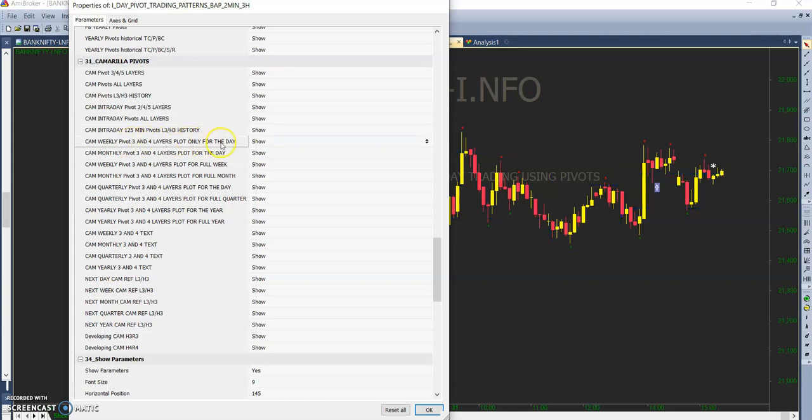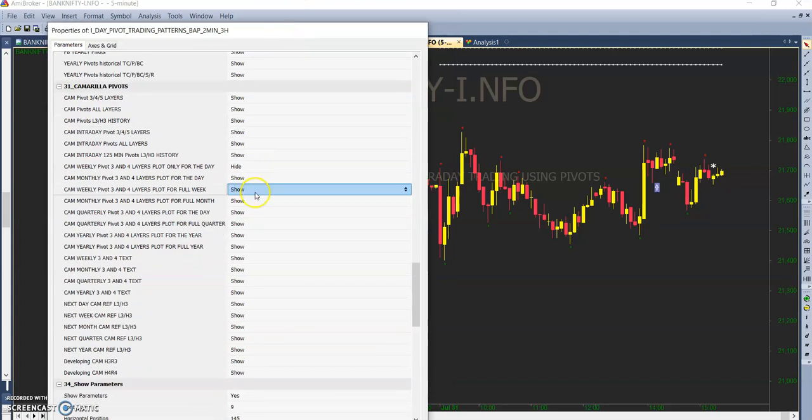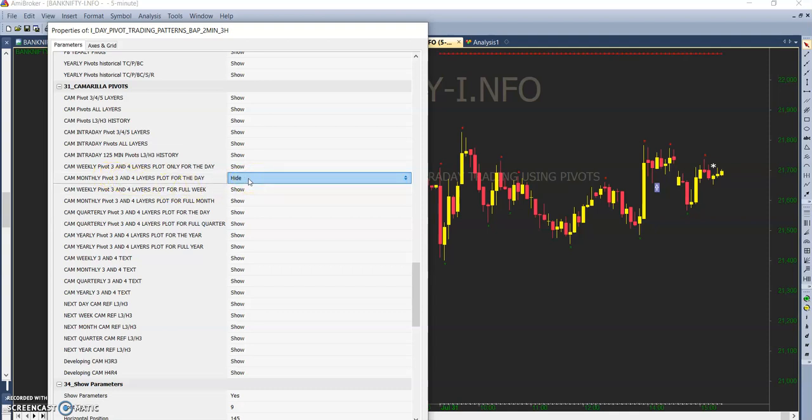The next one is weekly camera pivot, third and fourth layers, which gets plotted only for that particular day. And similarly the next item is monthly camera pivot, third and fourth layers, which gets plotted only for that particular day. So if these lines are in the vicinity of the particular chart setup, you can see the lines plotted. Otherwise the lines will be plotted somewhere outside the vicinity of the chart, which will not be displayed here.